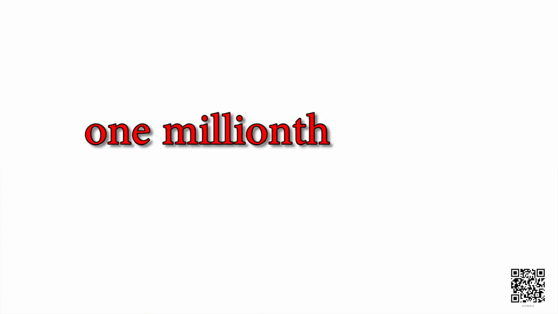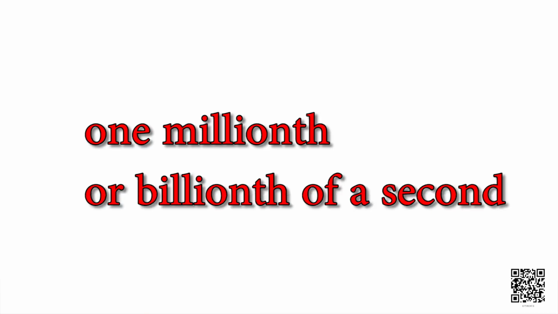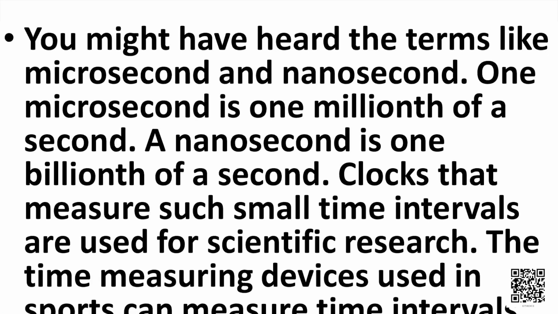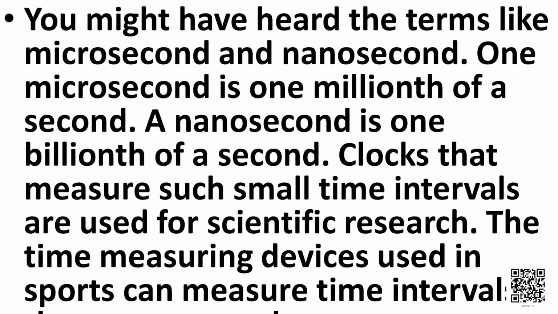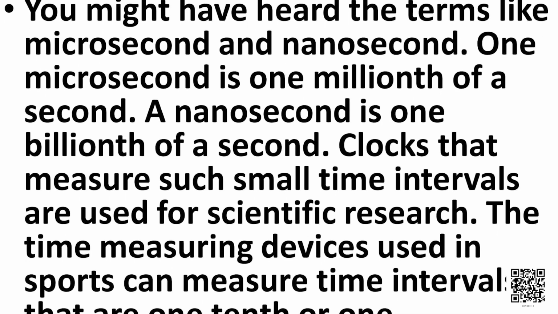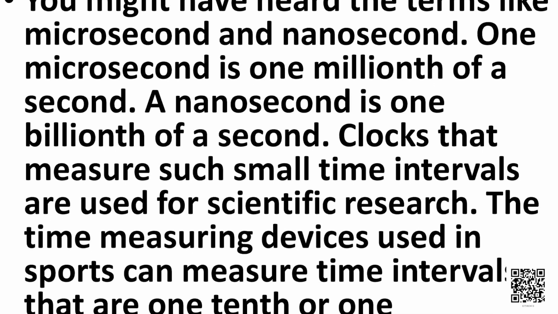So, do you know students, the smallest time interval that can be measured with commonly available clocks and watches is 1 second. However, now special clocks are available that can measure time intervals smaller than a second. Some of these clocks can measure time intervals as small as 1 millionth or even 1 billionth of a second. Now you might have heard the terms like microsecond and nanosecond. 1 microsecond is 1 millionth of a second and a nanosecond is 1 billionth of a second.